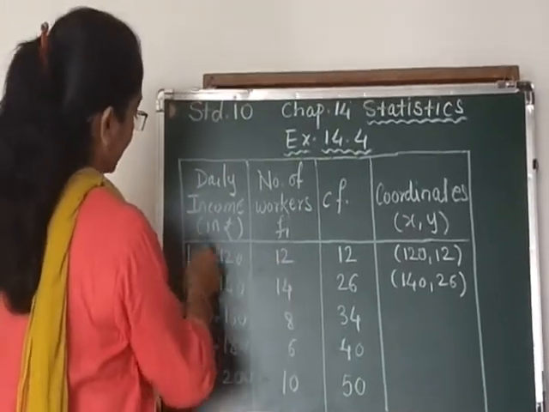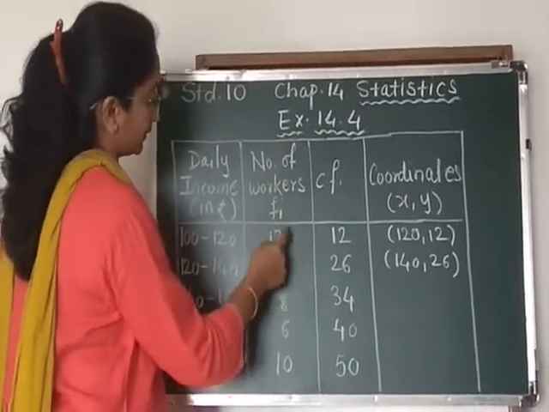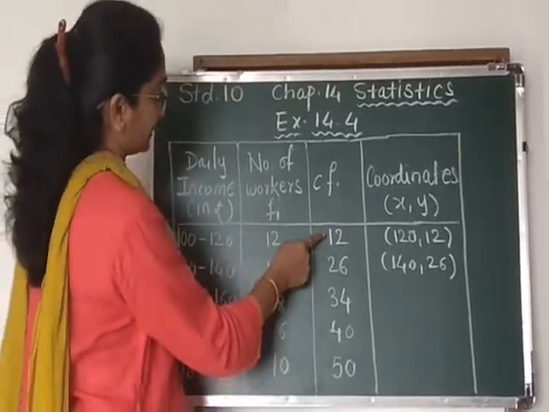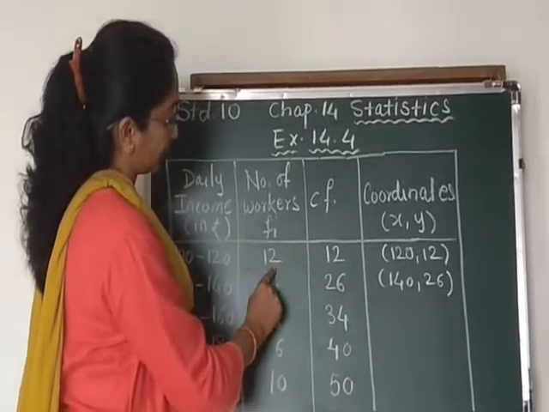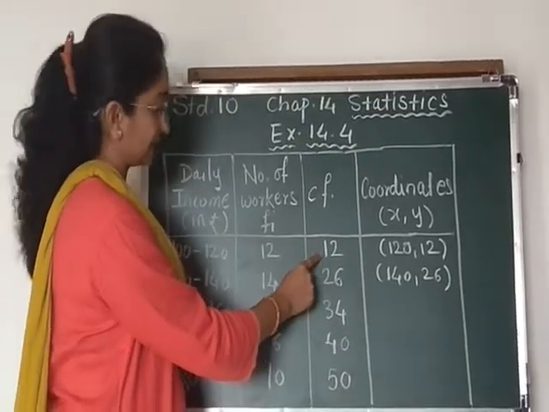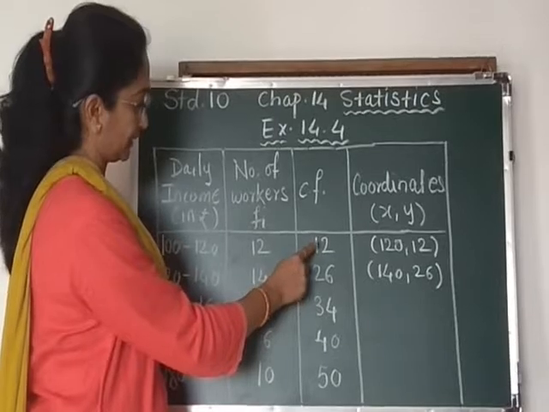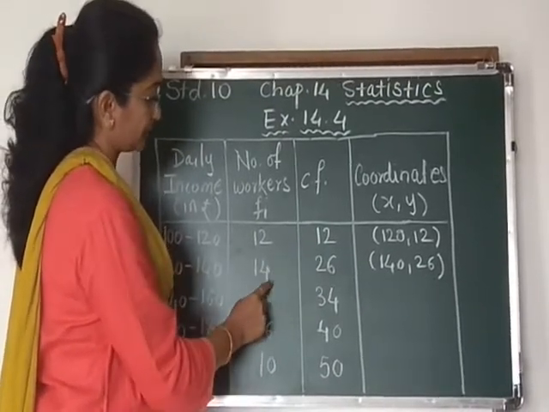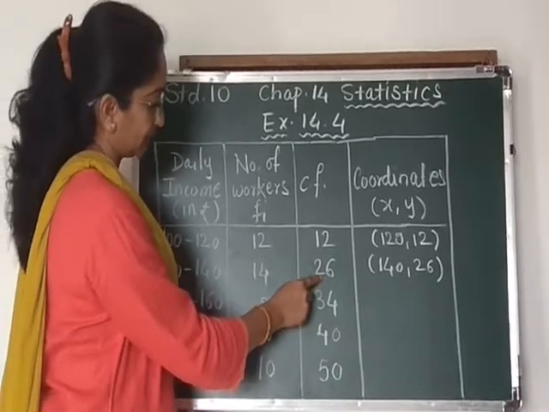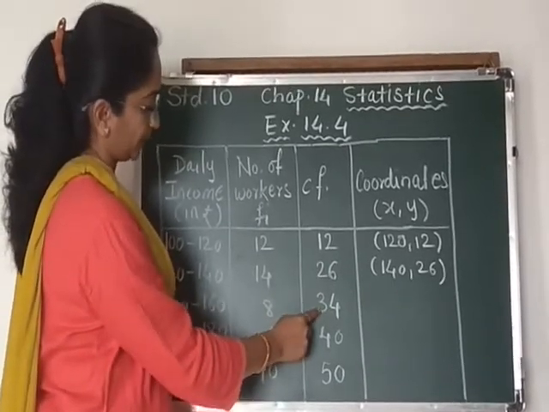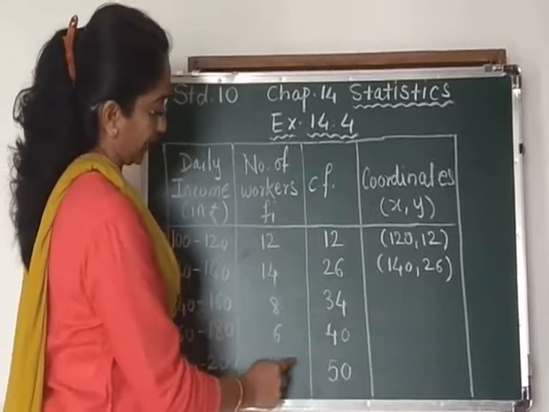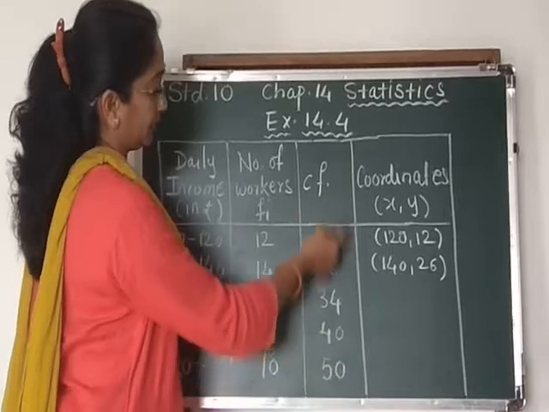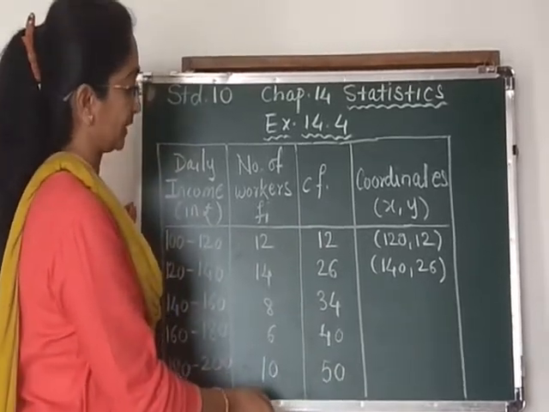Now I have converted this frequency distribution into the cumulative frequency. Here the class intervals are given, the number of workers, that is the frequencies, are given, and now calculate the cumulative frequency. You have to write the first frequency as it is as a cumulative frequency. Now to this cumulative frequency add the next frequency, that is 12 plus 14 is 26. Now this 26 plus 8 is 34, 34 plus 6 is 40, and this 40 plus 10 is 50. Now these are our cumulative frequencies which are in ascending order.